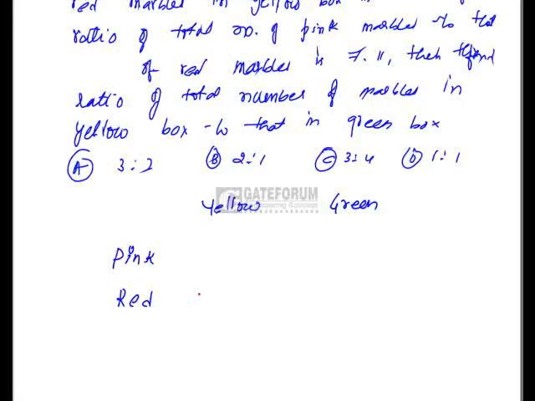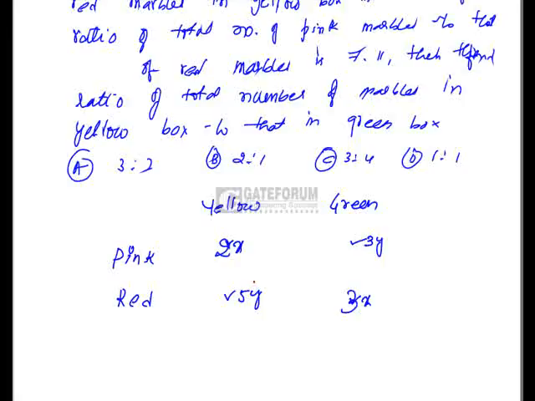Now let us see the first condition. The ratio of number of pink marbles in yellow box, so somewhere here, and number of red marbles in green box, so somewhere here. So this ratio is given as 2:3. So let this be 2x and let this be 3x. Now let us look into the second one. The ratio of number of pink marbles in green box, somewhere here, this part, and that of red marbles in yellow box, somewhere here, is 3:5. So let these values be 3y and 5y.